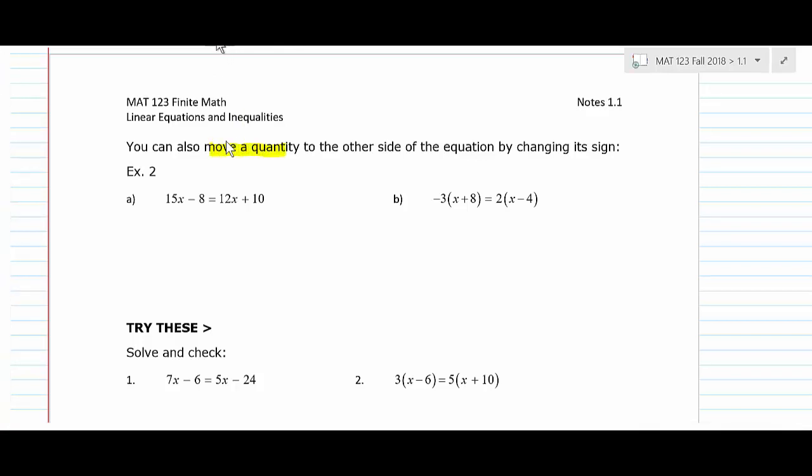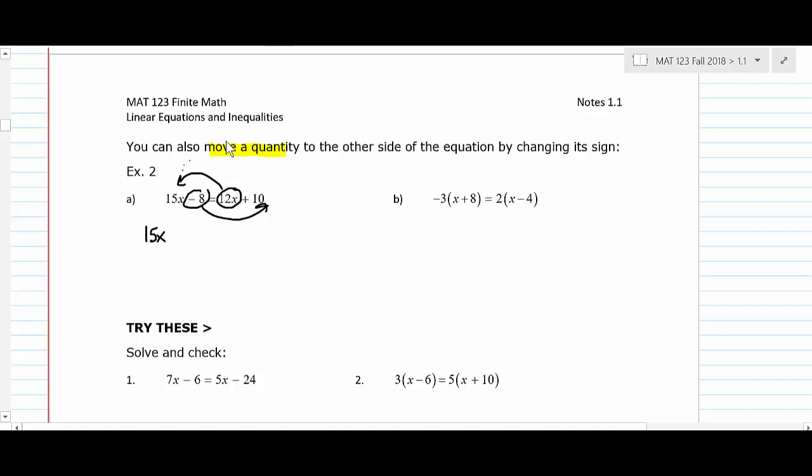Okay, so here's what I'm going to do. And I can save a step by doing this. I'm going to move the 12x over there. Okay, that way all of the x's go to the left. This thing is not a variable, so I'm going to move that to the right. Now, there's not a thing wrong with doing the problem this way if you want to. So what I'm going to do is bring down the 15x.